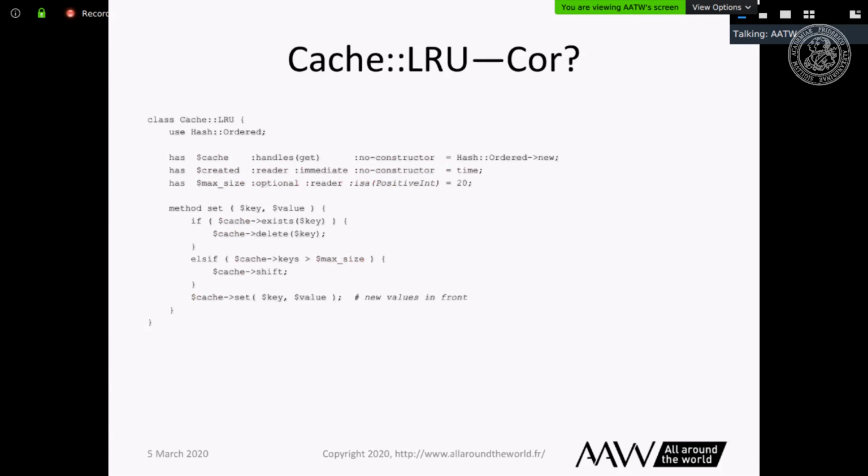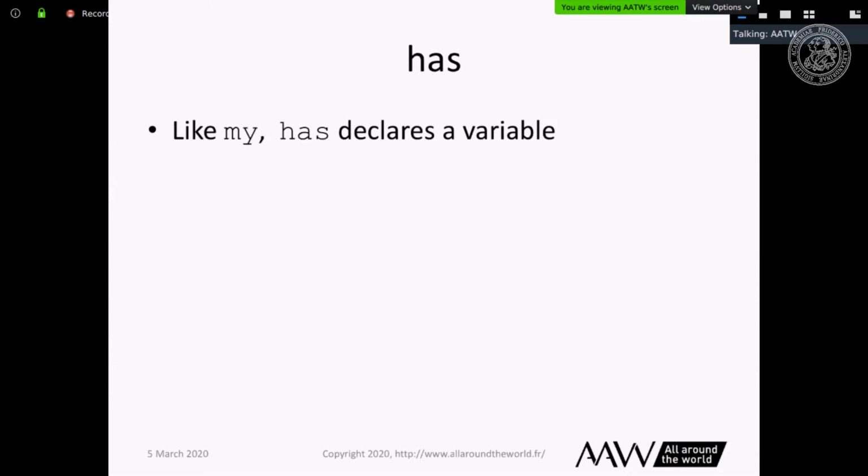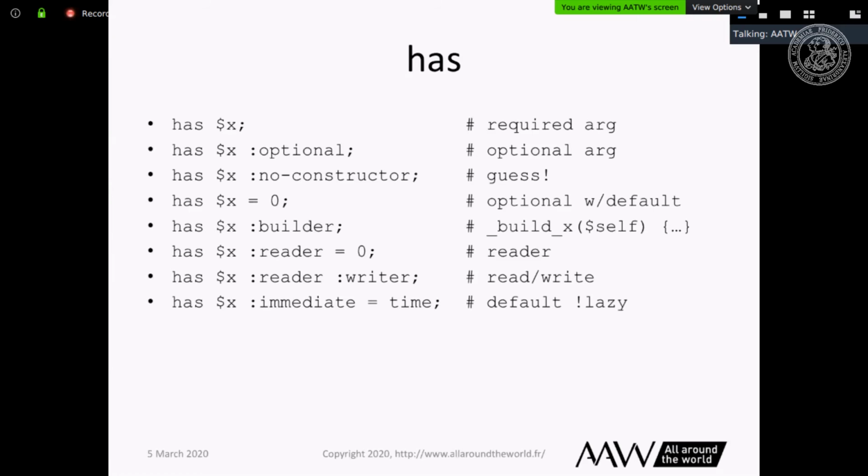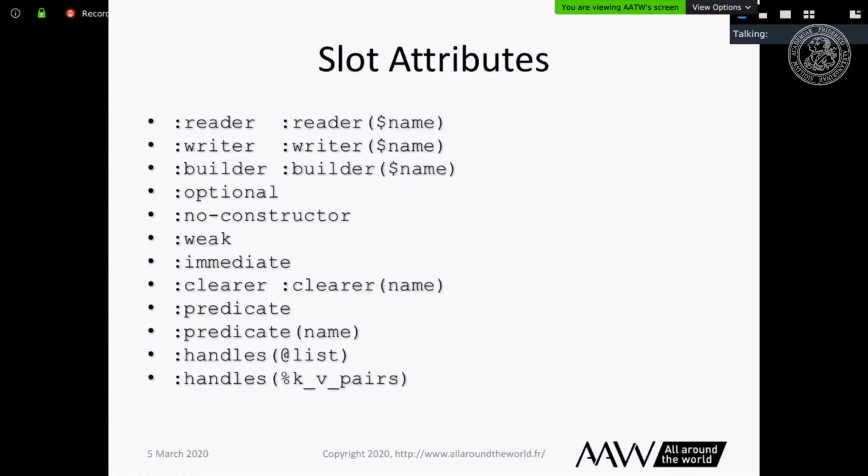And just looking at Moose back here, you can see how much cleaner and easier it is to write in core. So has, like my, declares a variable. It declares an instance data. That is all that it does. It does nothing else. It is all of these attributes that we are working on, which control everything else. So we've managed to decouple all of these responsibilities. And there's a variety of attributes. We haven't settled on all of them, but it gives you virtually everything you have in Moose and Moo right now, just easier to do.